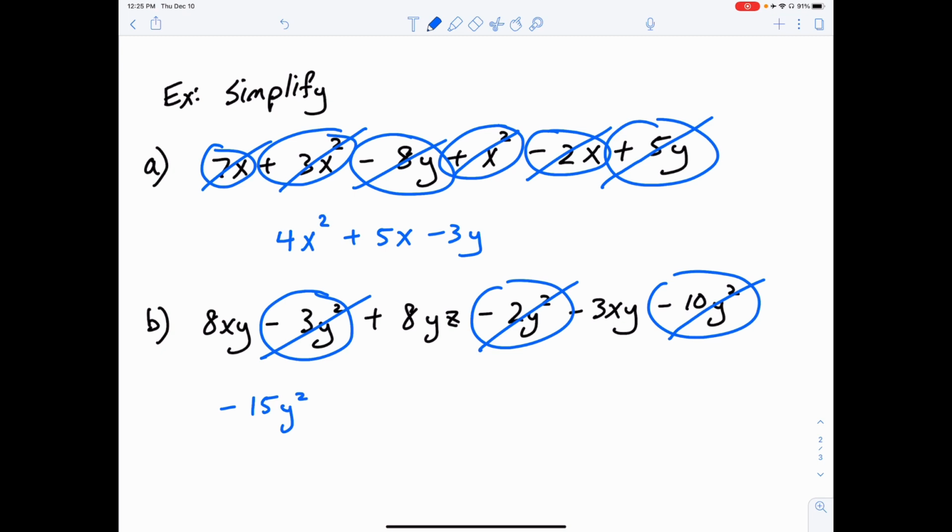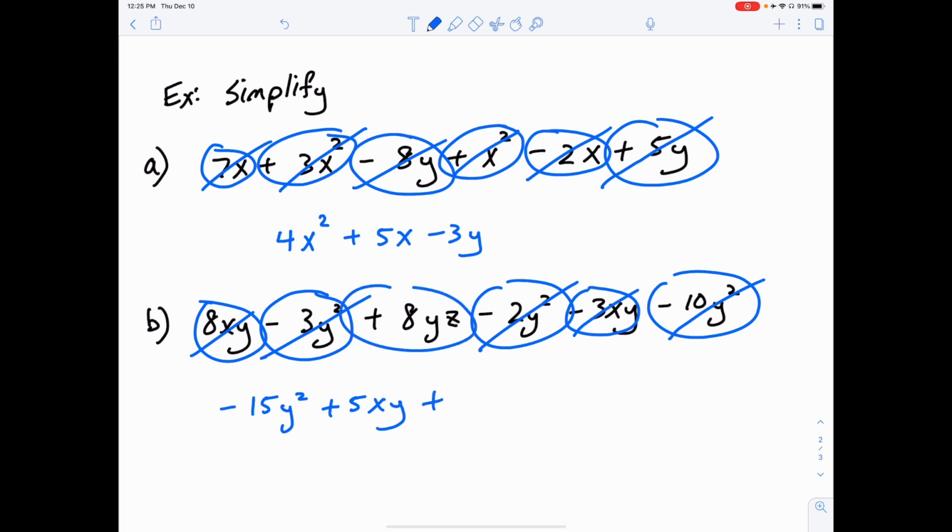Then we take a look at, okay, I have 8xy, 8yz, so there's not like terms because they have different components in the back, and then minus 3xy. So the xy's I see here, we have positive 8xy and minus 3xy. So positive 8 minus 3 gives me positive 5xy. And lastly, we just have the plus 8yz by itself. Everything is crossed out, so that should be our final answer.